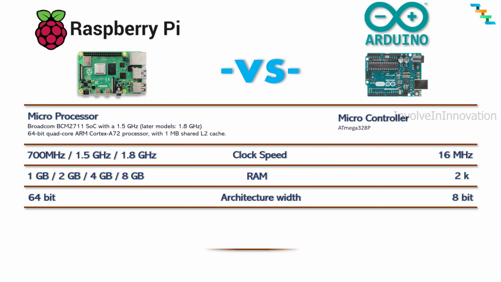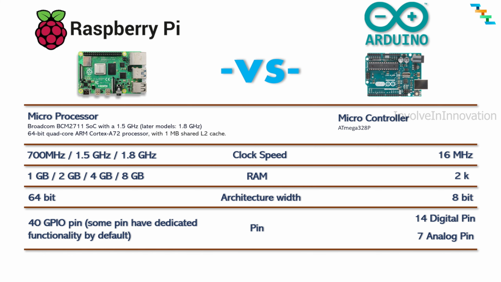And here you have 40 GPIO pins, and some pins have dedicated functionality by default, whereas the Arduino Uno has 14 digital pins and 7 analog pins. So here the 7 analog pins are really key. There is no way you can send analog input directly to a Raspberry Pi. If you need to send analog input to Raspberry Pi, then you need something like MCP3008, which converts the analog input to a digital input, and then that will be processed by the Raspberry Pi. So if your project needs analog pins out of the box, then Arduino Uno is a good choice.